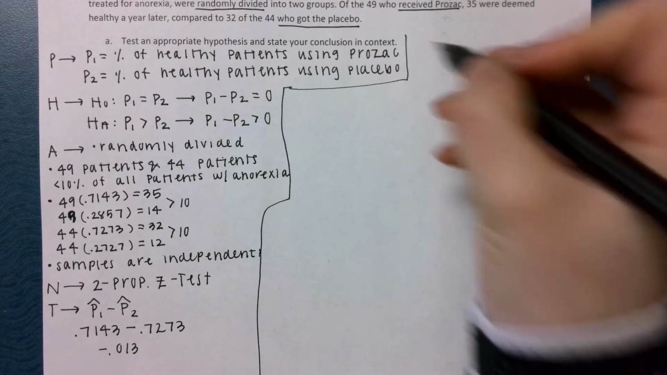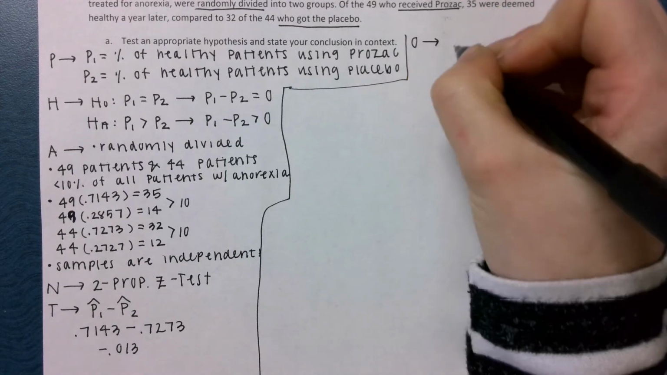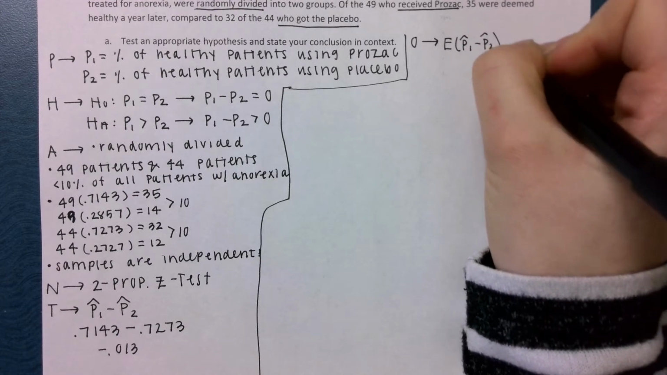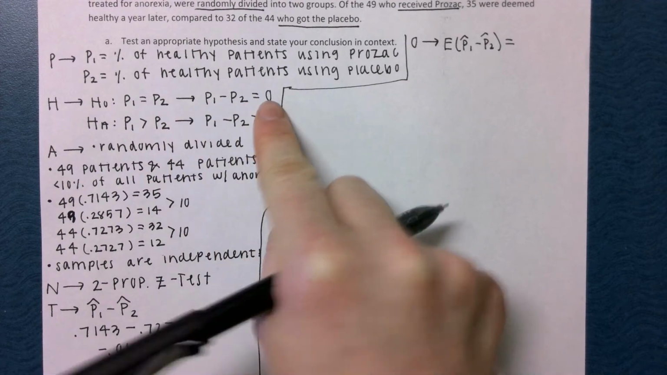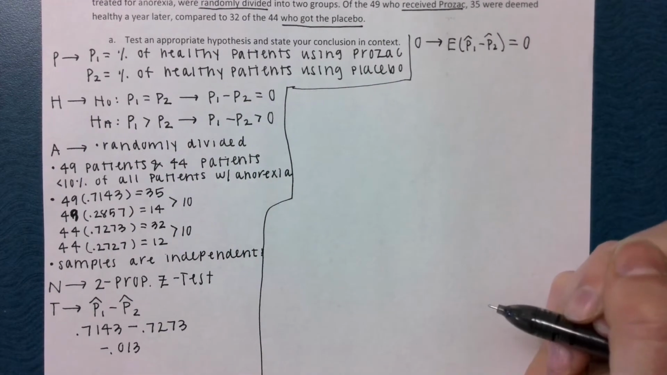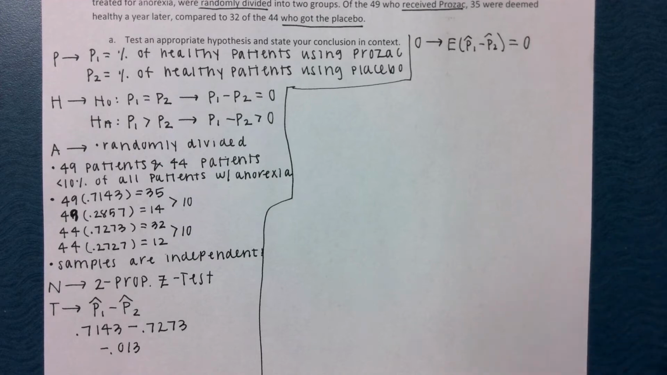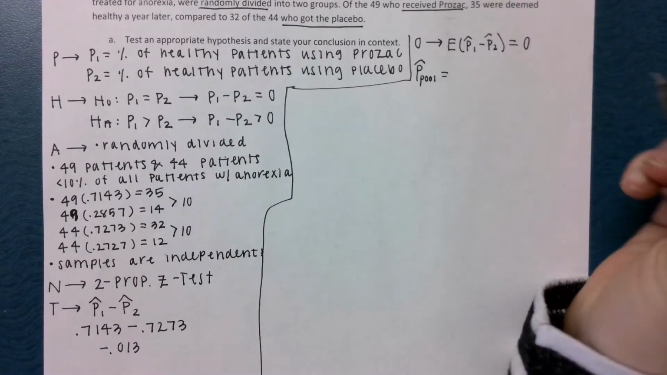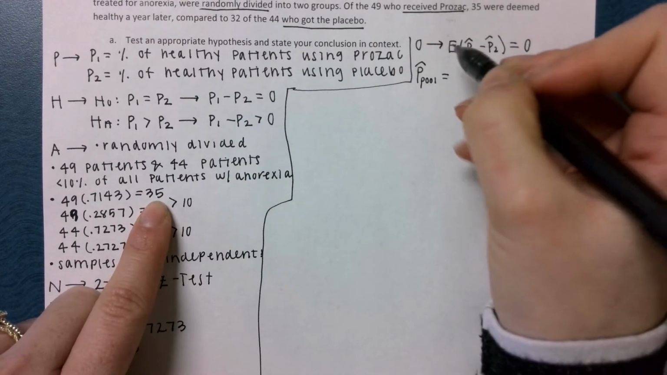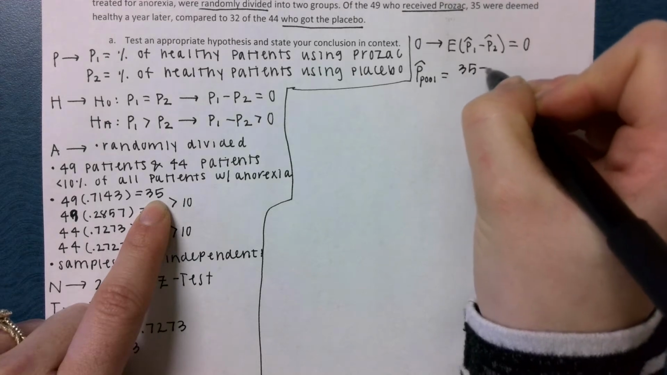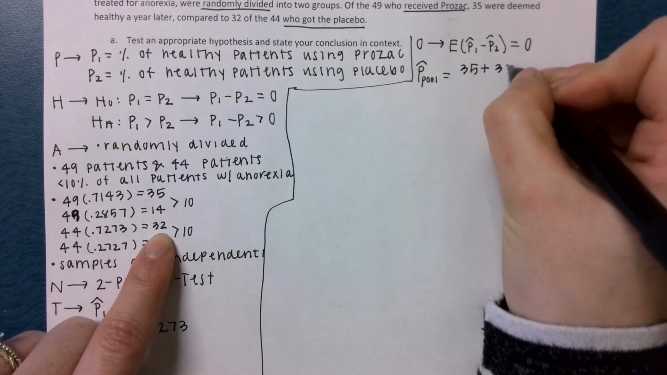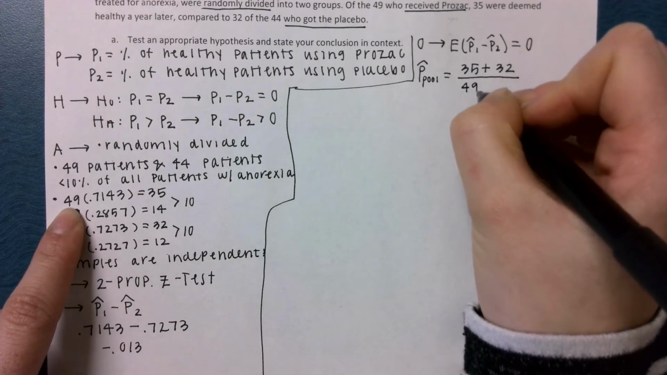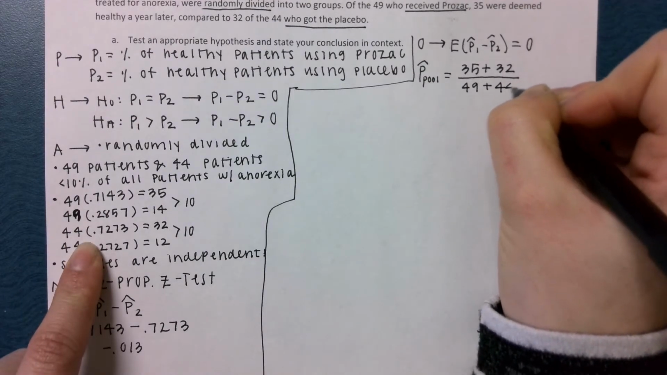Okay, from here I'm obtaining my p-value. Again, I need a mean and a standard deviation. My mean, or expected value of the difference, is what I had in my null hypothesis, which is 0. Remember, in order to find that standard deviation, I do need to find p hat pooled. So I'm going to take the number of successes in the Prozac group, which is 35, plus the number of successes in the placebo group, which is 32, divide by the total number of patients, so 49 plus 44.